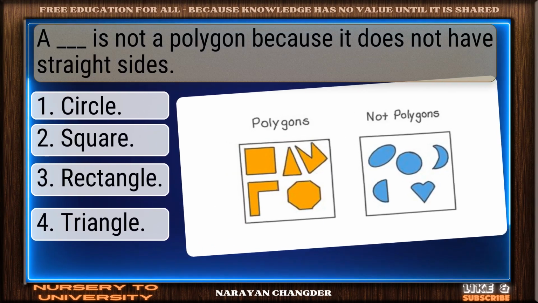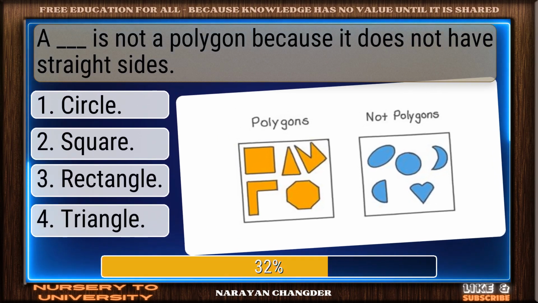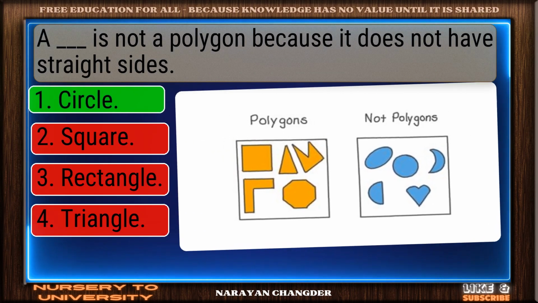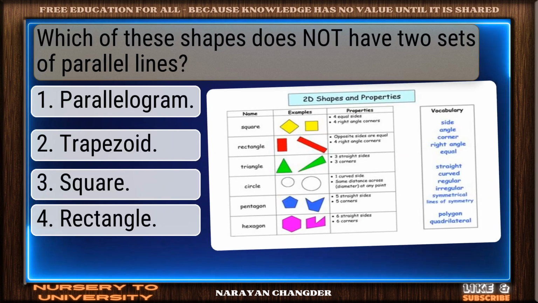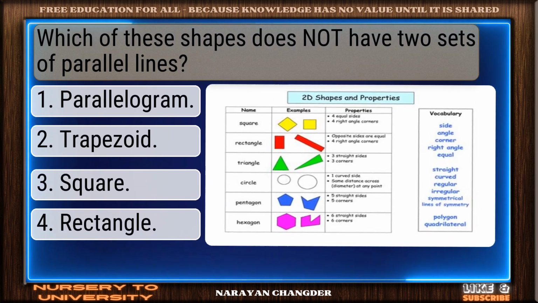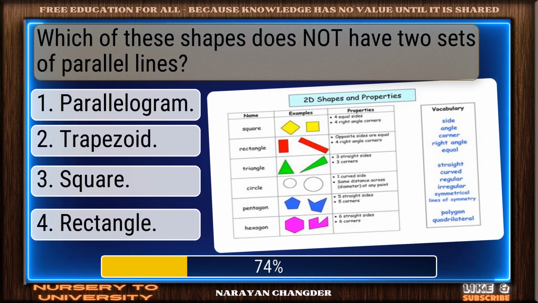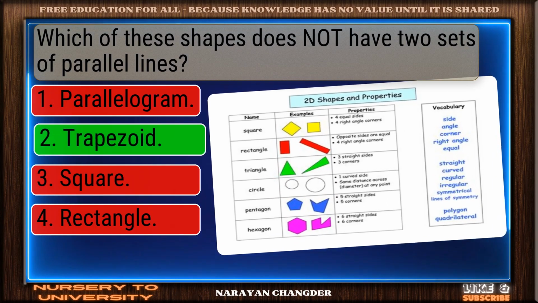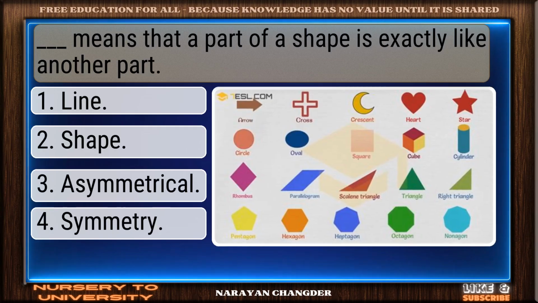A dash is not a polygon because it does not have straight sides. Correct. Circle is the right answer. Which of these shapes does not have 2 sets of parallel lines? Nice selection. Trapezoid is the correct and valid answer.